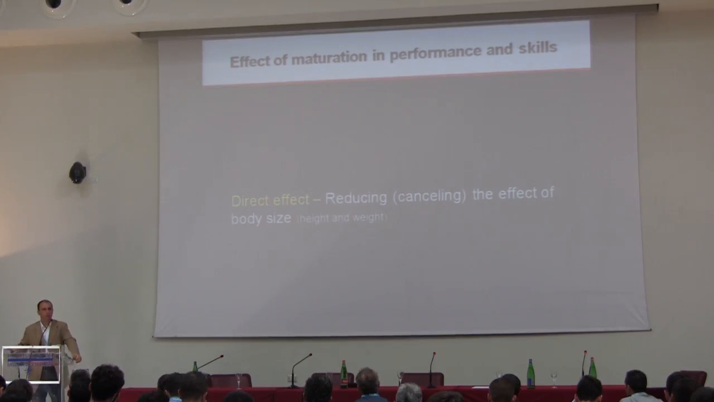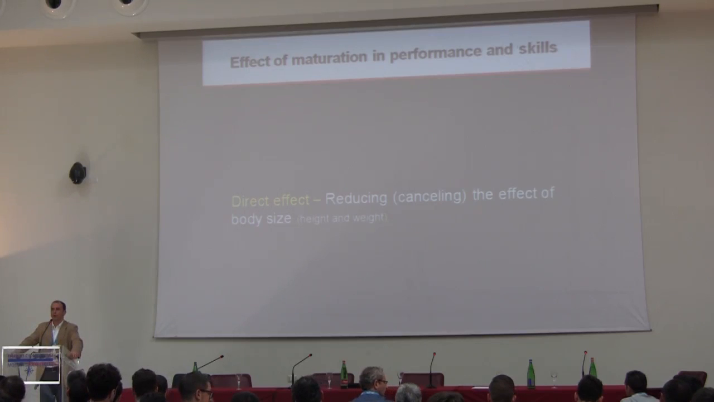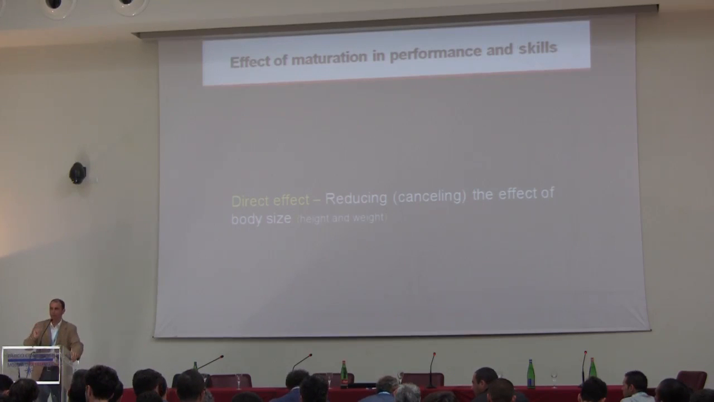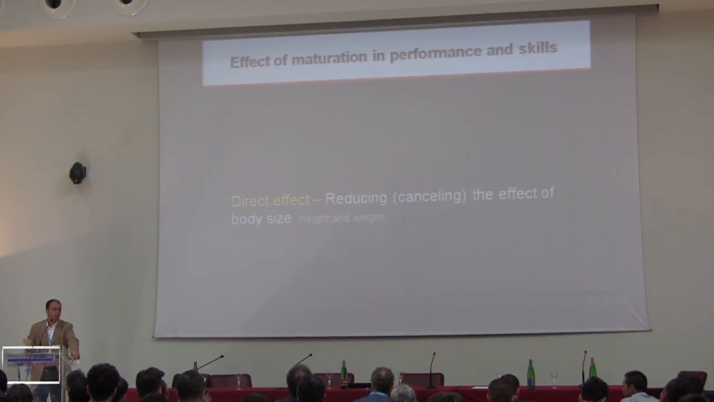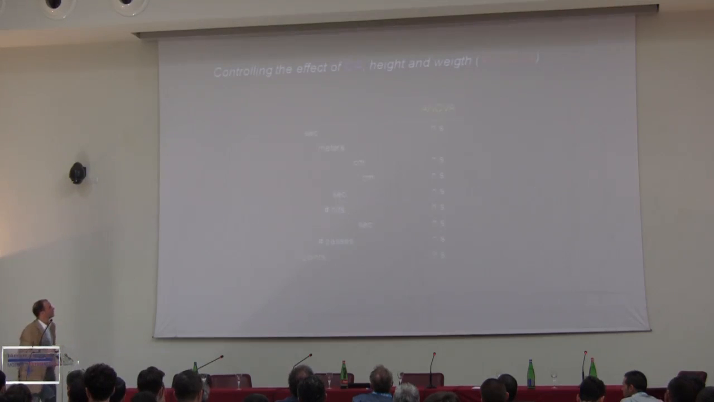However, now we used a statistical technique that was already talked about today, the MANCOVA. It's a statistical technique that allows me to say to the computer something like this: okay, now, dear computer, you will do the same analysis, but considering that all of them have the same height and the same weight. I will cancel or reduce the effect of body size in the analysis. And the differences that I will get will be mainly because of the maturational process and not the indirect effect of body size. Okay? And these were the results.